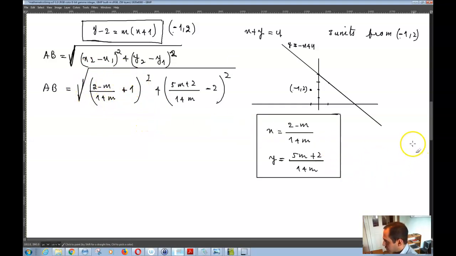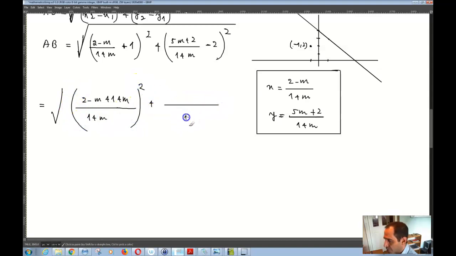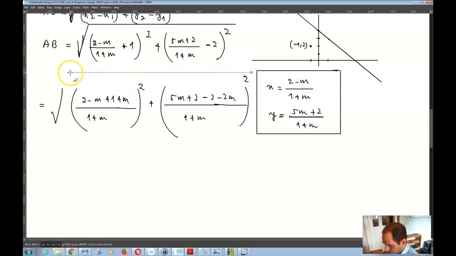Then we can simplify this a little bit. We can write this as basically the square root of (1 plus m, 2 minus m plus 1 plus m) whole squared plus (1 plus m, 5m plus 2 minus 2 minus 2m) whole squared, and take the square root of that.